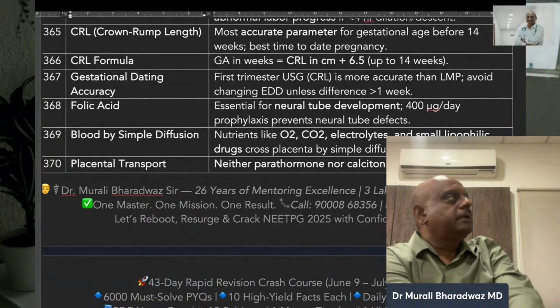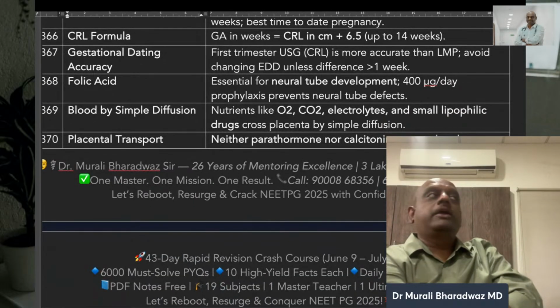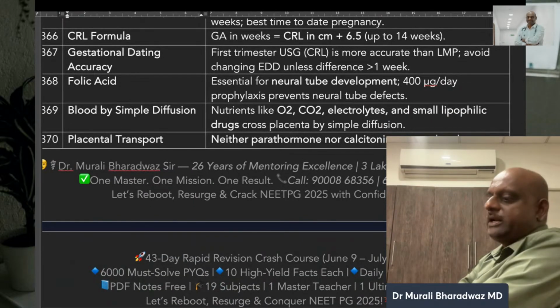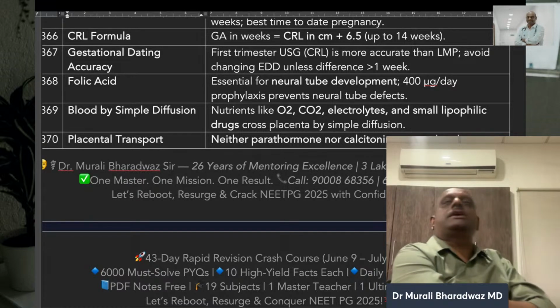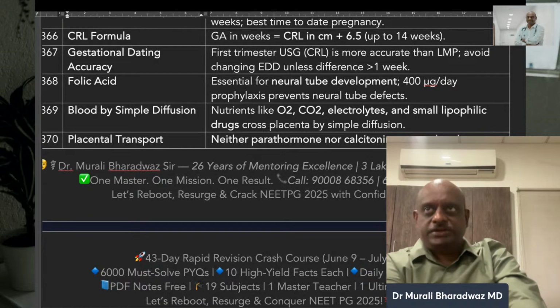Clear, doctor? Now, if you look at calcitonin, parathormone, etc., neither of them will cross the placenta. This is one of the favorite questions. Will they cross it?